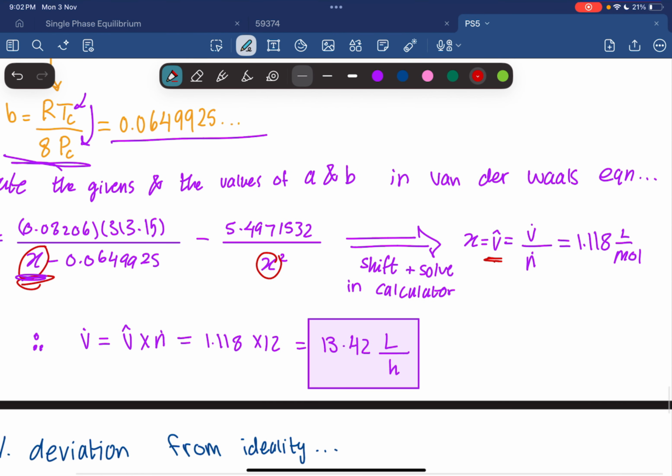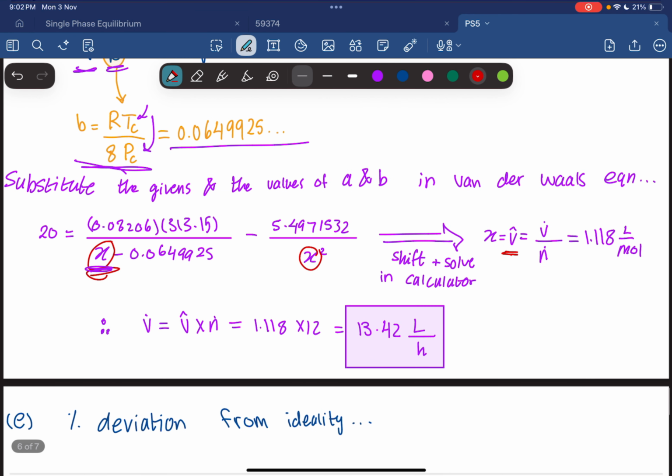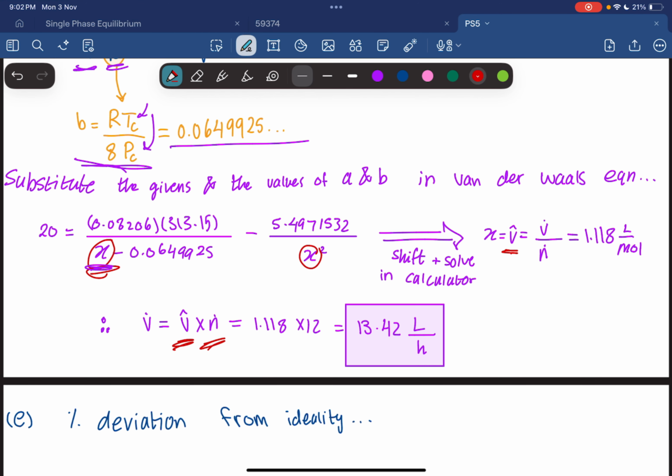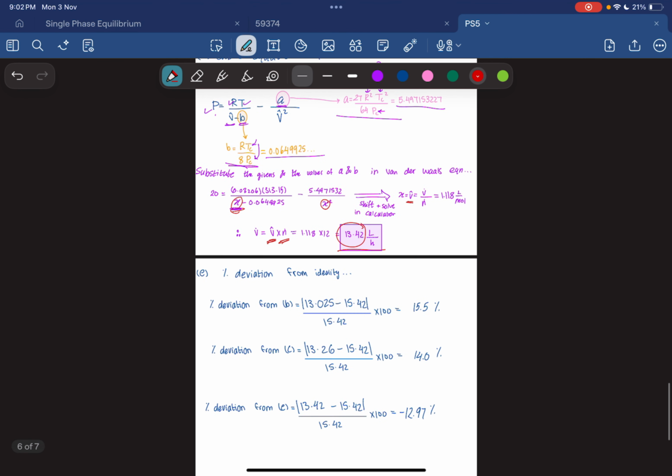And once you find the value of the molar volume, it's easy to find the volumetric flow rate by multiplying the value of the molar volume by the molar flow rate, and then you will get a volumetric flow rate of 13.42 liters per hour of ethane.